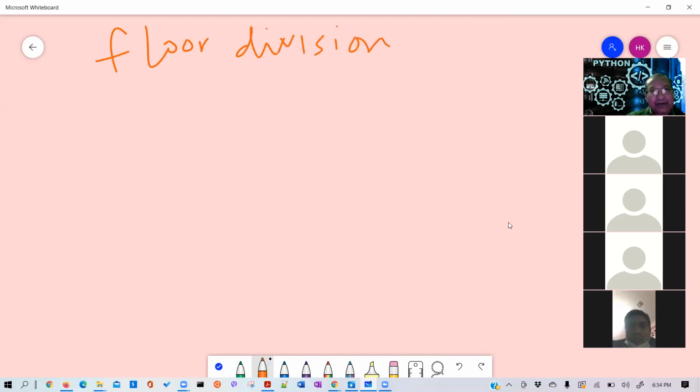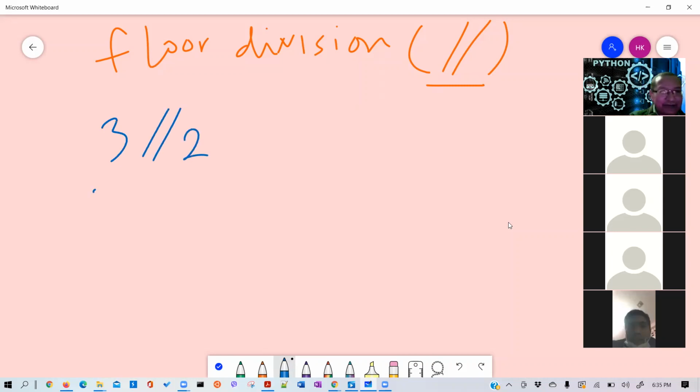For floor division, the symbol you operate with is a double slash, 2 slashes one after another. For example, if you have 3 floor division 2, what's 3 divided by 2 in the normal case? Normal division, 3 divided by 2, the answer is 1.5. In floor division, what happens is that it takes the floor of the number.